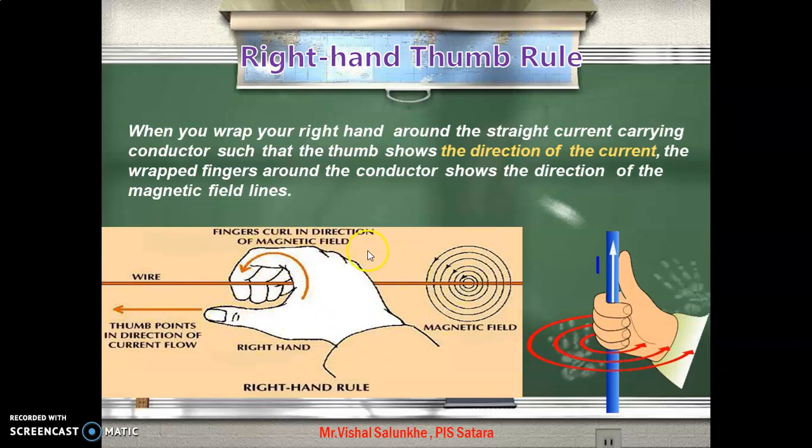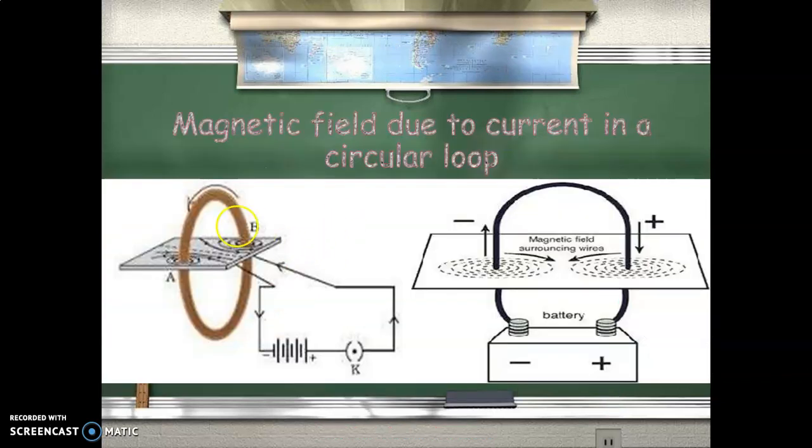So here we learn that if you hold a current carrying conductor in your right hand and stretch the thumb of the right hand, then the thumb indicates the direction of the current and the curled fingers indicate the direction of the magnetic field. So in this way, by using the right hand thumb rule, we can determine the direction of the magnetic field. So next point we'll see.